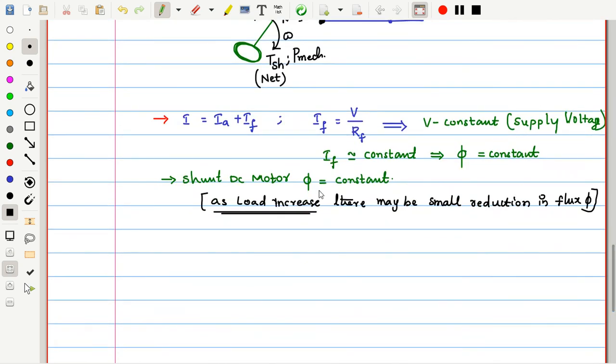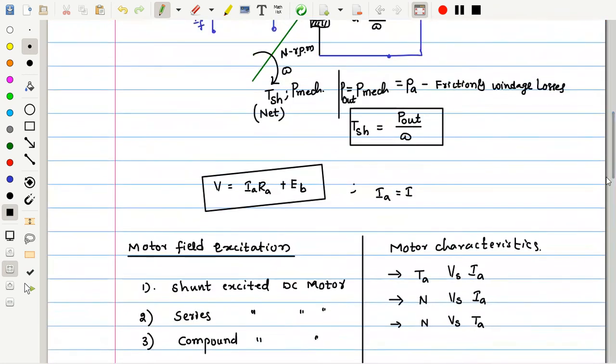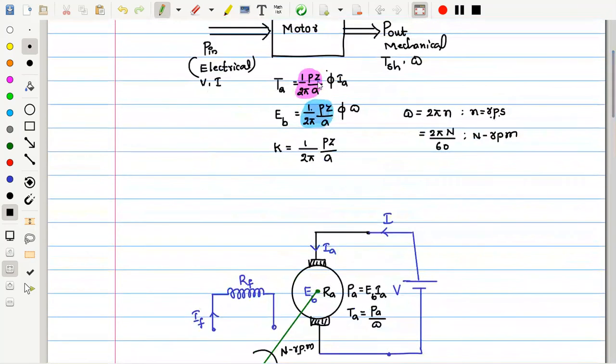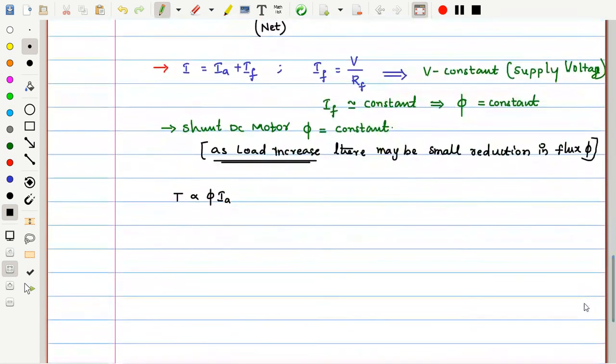Right. Now if we consider flux as constant for this DC machine, can you see the torque is proportional to phi into Ia? That is what we have derived: torque is proportional to phi into Ia. If the field is kept constant, meaning constant excitation, then phi is constant. Thereby the torque is proportional simply to the current. This is one of the important expressions, and of course this is the armature torque, Ta.